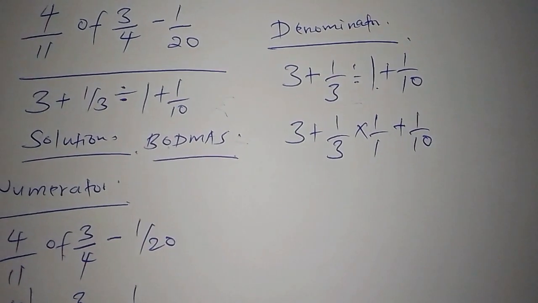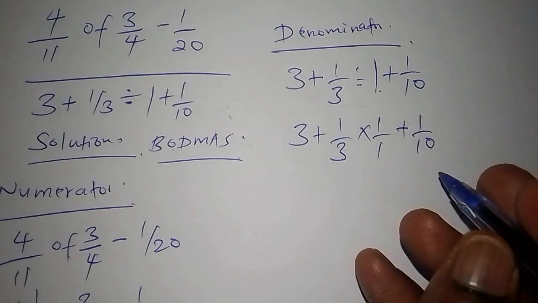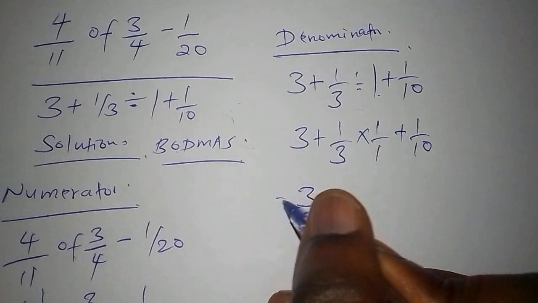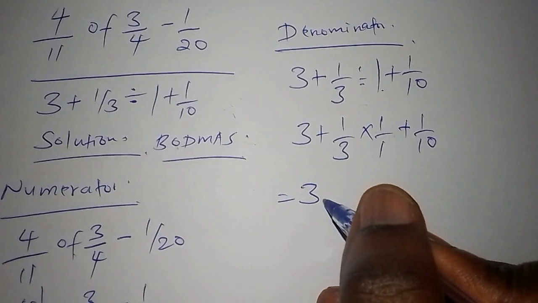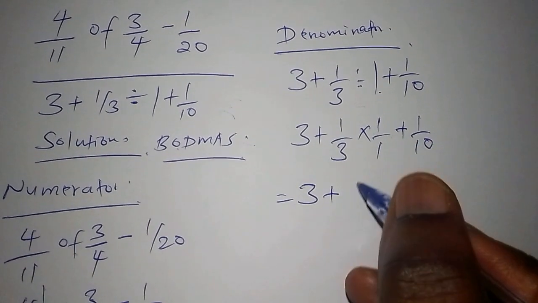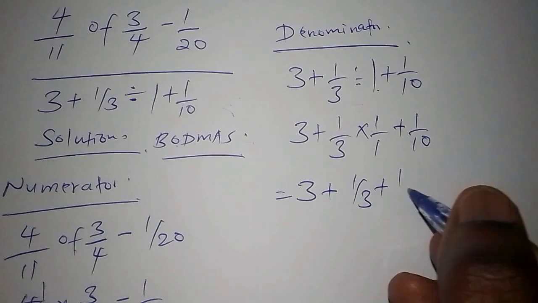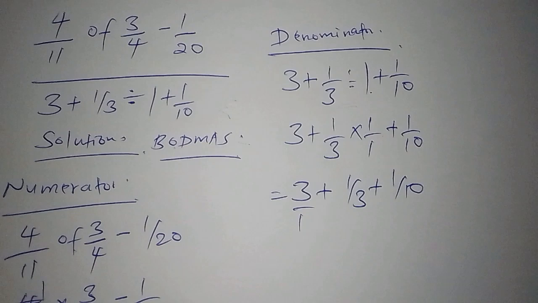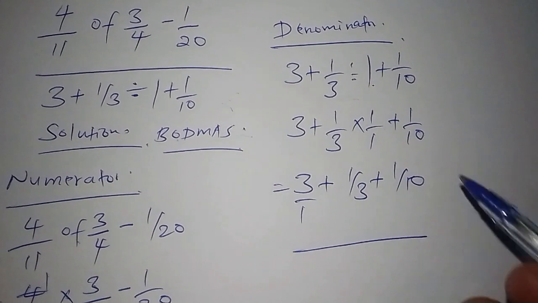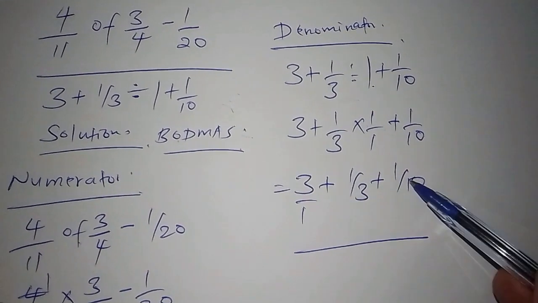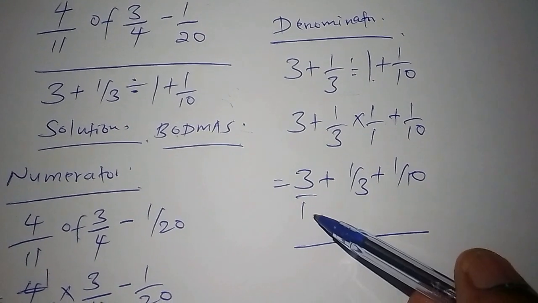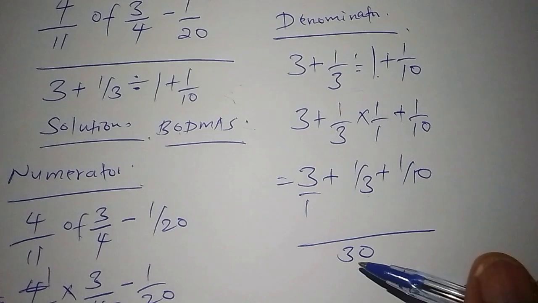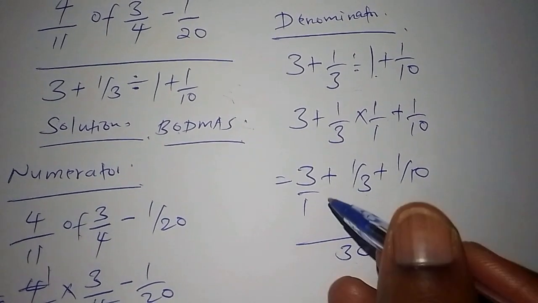Once we reach this particular point, here we shall have 3, then add a third, add 1 out of 10. These 3, we just put over 1. Since all the fractions are additions, we shall find the LCM of 1, 3, and 10, and the LCM is 30. So 30 goes into 1 30 times, and 30 times 3 is 90.